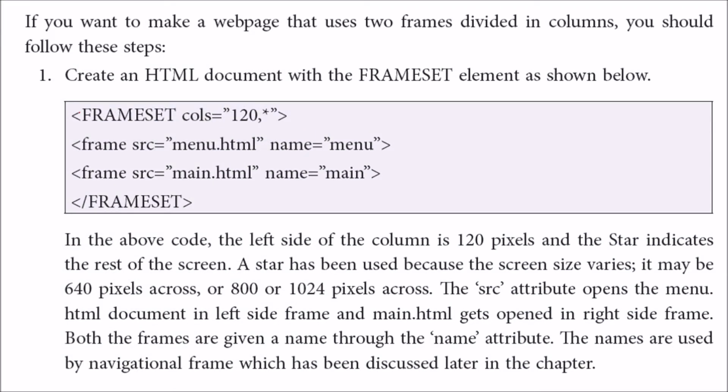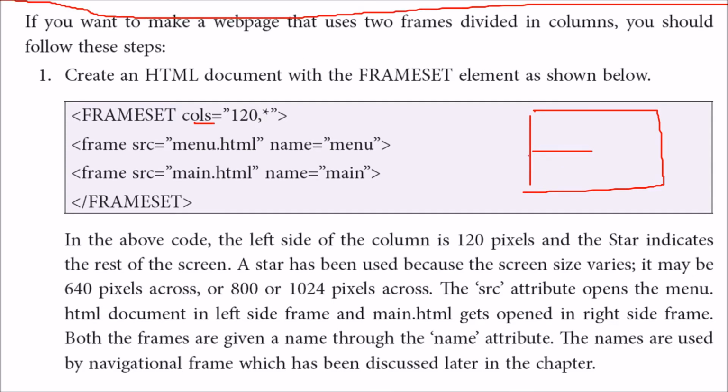Basic means you are making a simple table. You are making it cols equal to 120 comma star. That means you are giving the width, because this is my width, from here to here. I am giving the width 120 pixels, and then I am saying star. That means all the rest. Just assume that I have a 640 pixel width screen. So 120 will be here, subtract 120 from this, and 520 pixels is what this frame is going to take.